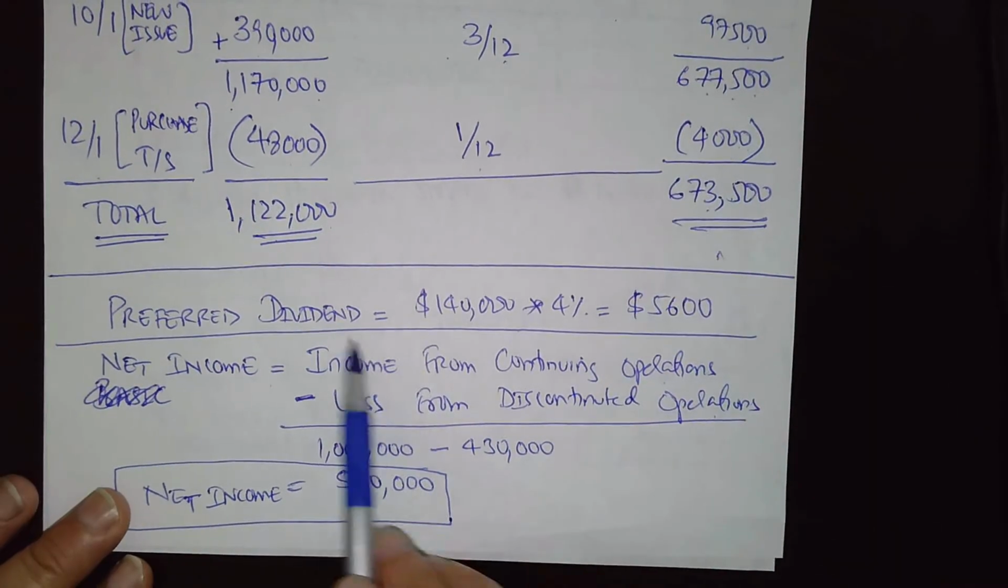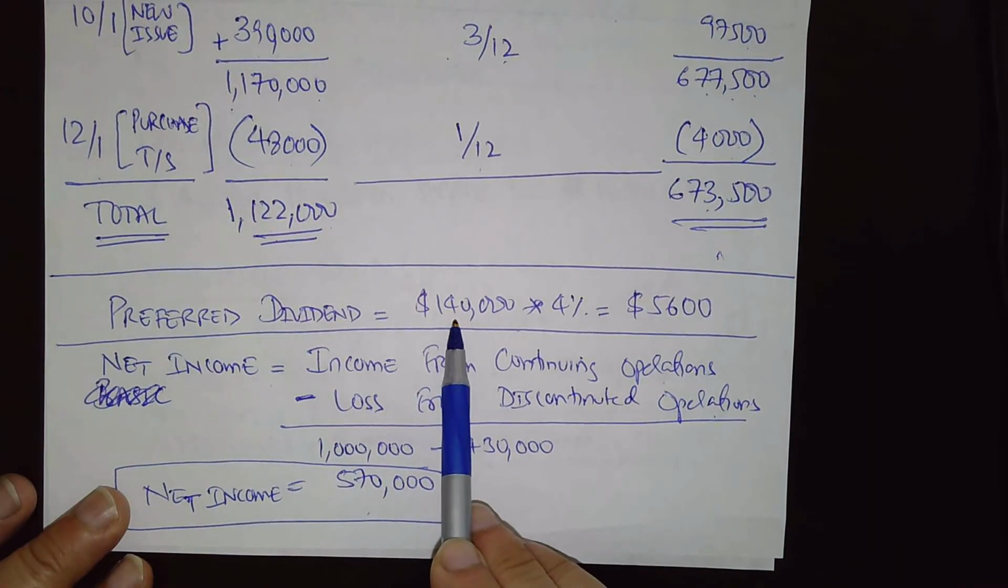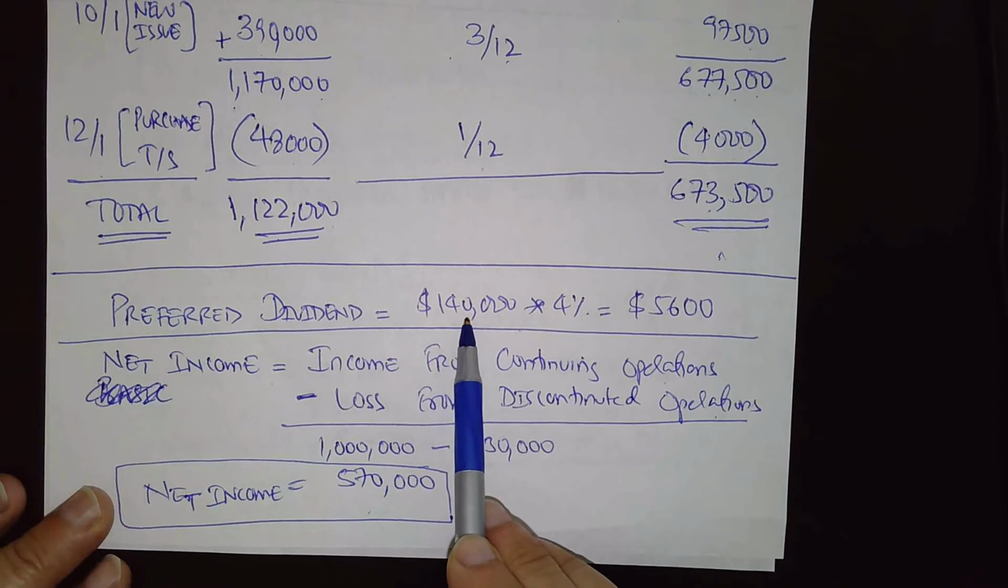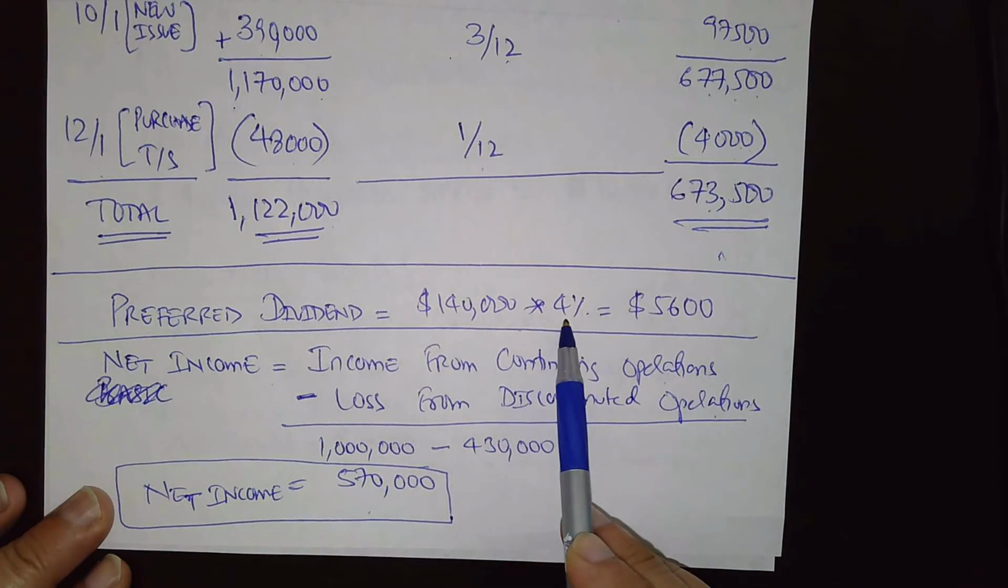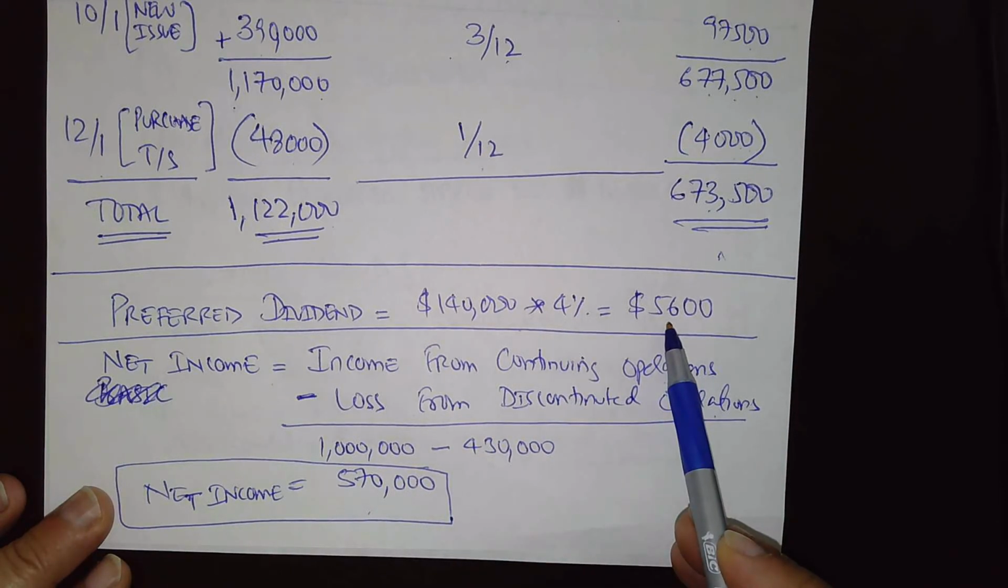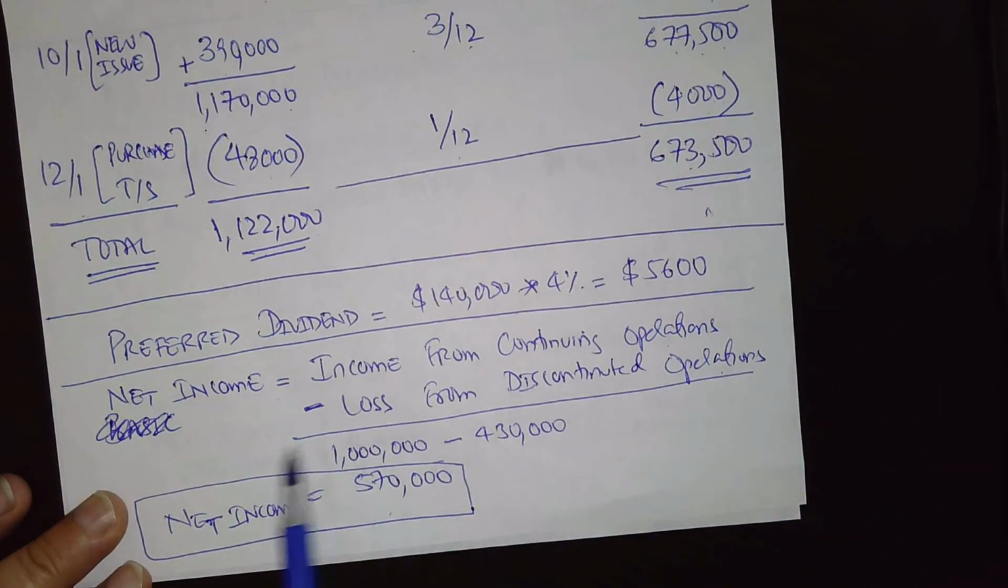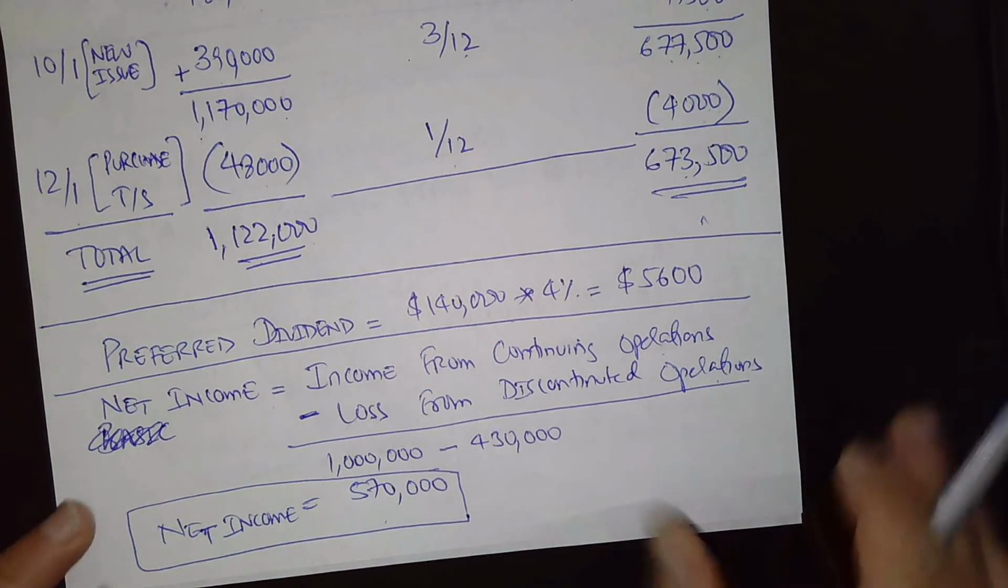We also need to know how much preferred dividend we are paying. The preferred dividend will be paid on the face value or the par value of 140,000, which is only 4%. So we have to pay 5,600. So the net income is income from continuing operations minus loss from discontinued operations, which is 1 million minus 430,000. So net income turns out to be 570,000.